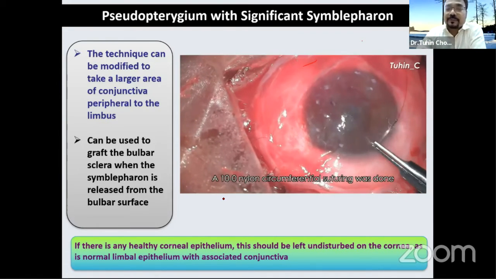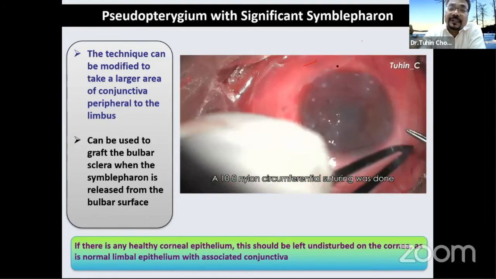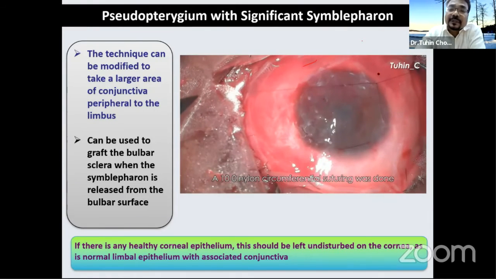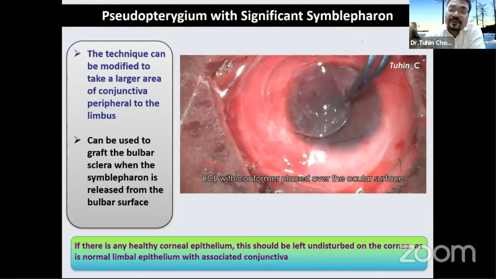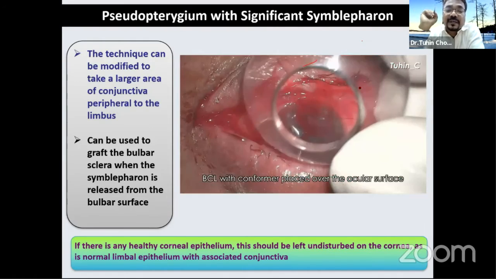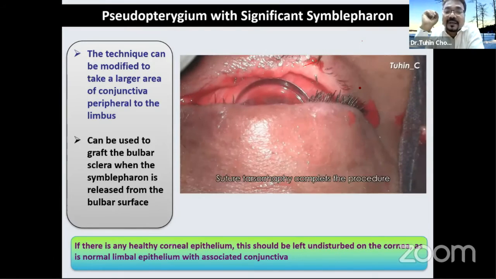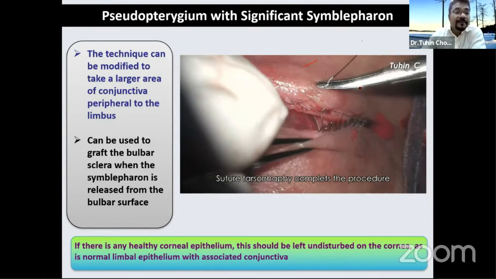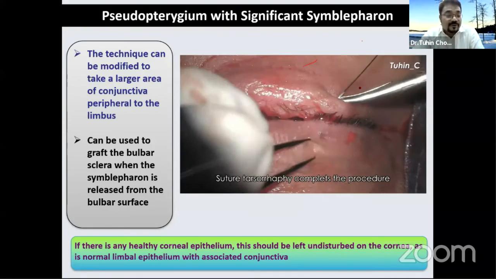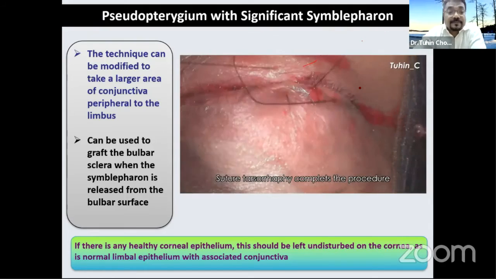So I am just putting this amniotic membrane and then put this limbal tissue and then just suturing that amniotic membrane with Tenon's circumferential suture and putting a BCL here. And because there was symblepharon, I'm putting this symblepharon ring along with suture tarsorrhaphy. So if there is any healthy corneal epithelium, this should be left undisturbed on the cornea as it is normal limbal epithelium with associated conjunctiva.